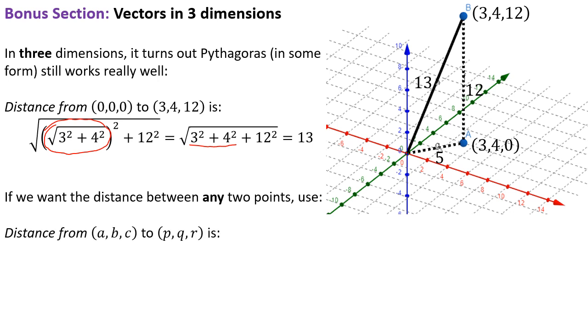More generally, you can apply the same technique to any 2 points. This is the completely generalized formula. All you need to do is identify the difference between the x coordinates, the difference between the y coordinates, and then tack on the difference between the z coordinates, square all of those, add them together, square root, and that gives you your total distance in 3 dimensions.